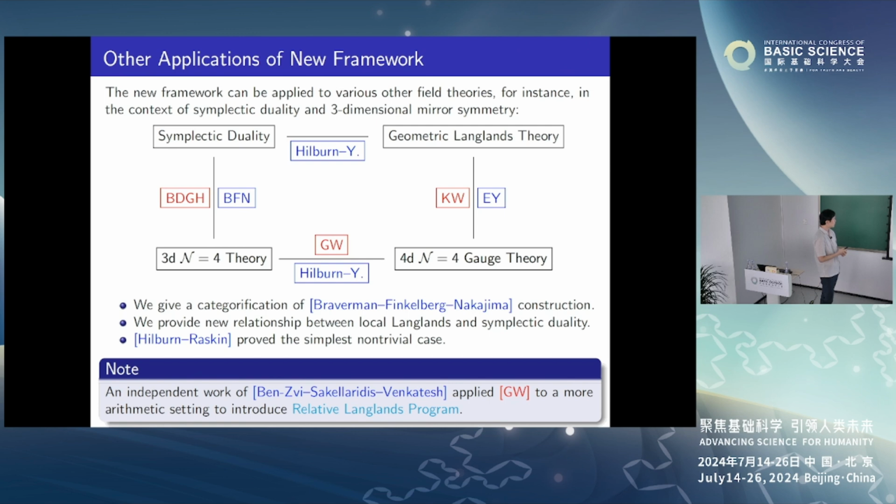It's hard to explain the relation, but they are related, and we found some new relation. This new relation, at least the simplest case, was proven by Justin Hilburn and Sam Raskin. Another exciting development I should mention is that Ben-Zvi, Sakellaridis, and Venkatesh applied the same physics work to a more arithmetic setting, and as a result they obtained what is nowadays called the relative Langlands program.